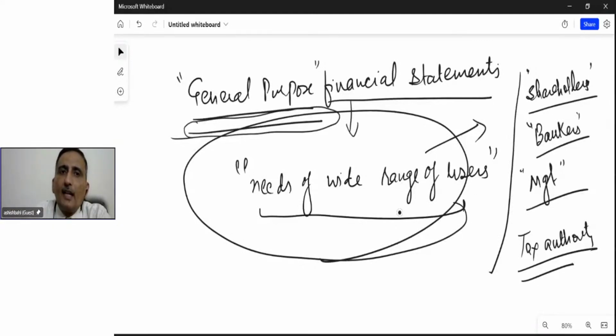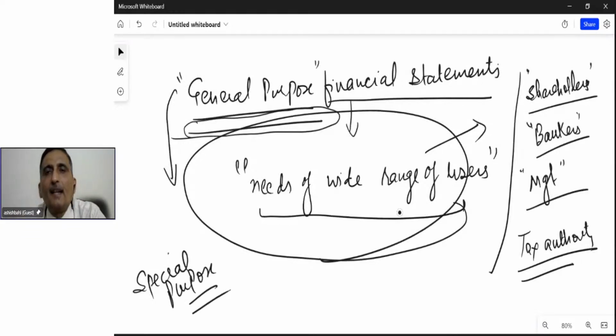And importantly, you have to distinguish these from special purpose financial statements. There are also special purpose financial statements, say when financial statements are prepared to meet the requirements of some contract. Those kinds of financial statements would be relevant only between those two parties who have entered into a contract, and only to their needs. But general purpose financial statements are prepared to cater to the needs of a wide range of users. Okay.